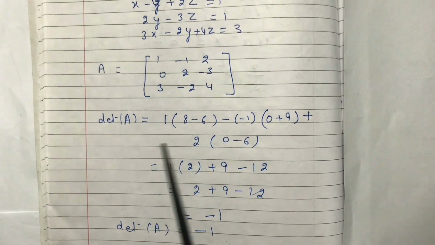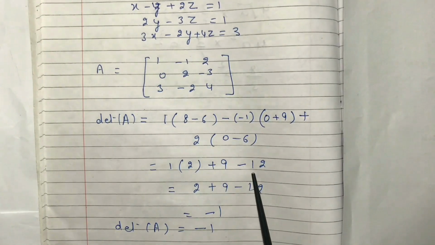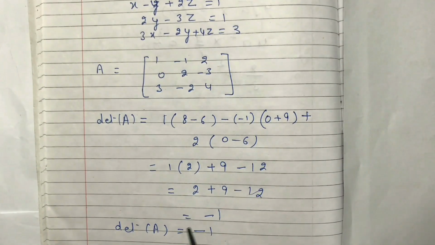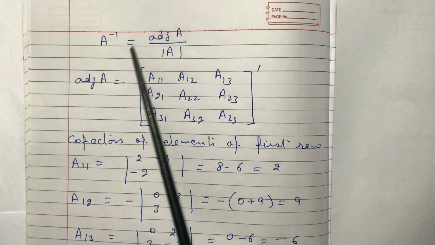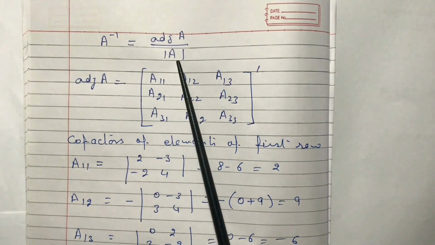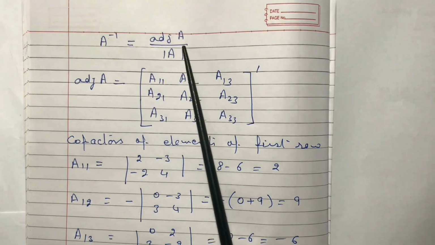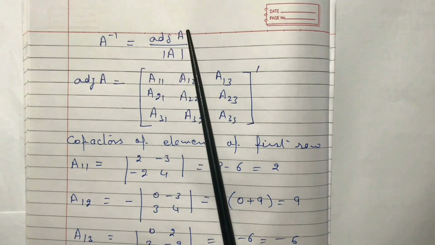Now here I have found the determinant of A. You all know how to find it, and this comes out to be -1. So determinant of A is -1. Now what is the formula for finding A inverse? That is adjoint of A upon determinant of A. Now we have that determinant of A. We have to find the adjoint of A.